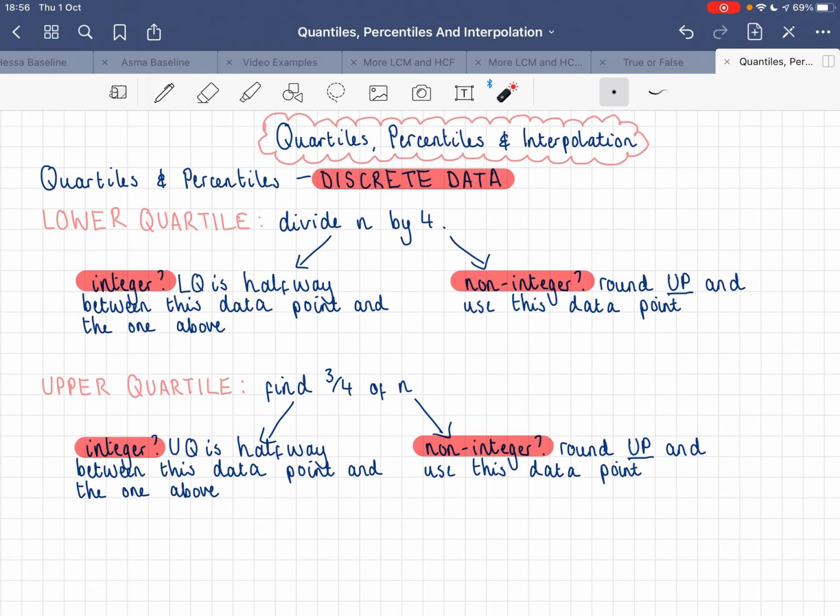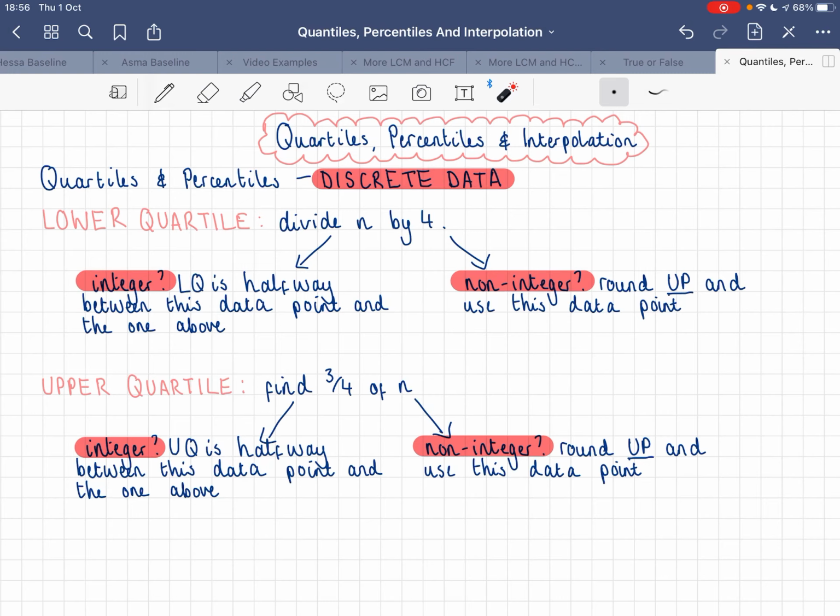Okay? For the upper quartile, we do the same thing, but with 3/4. So we find 3/4 of n, and again, if that's an integer, the upper quartile would be halfway between that data point and the one above it. And if it was a non-integer, if it was a decimal, then you would round it up and use that data point. Okay, so hopefully that makes sense.